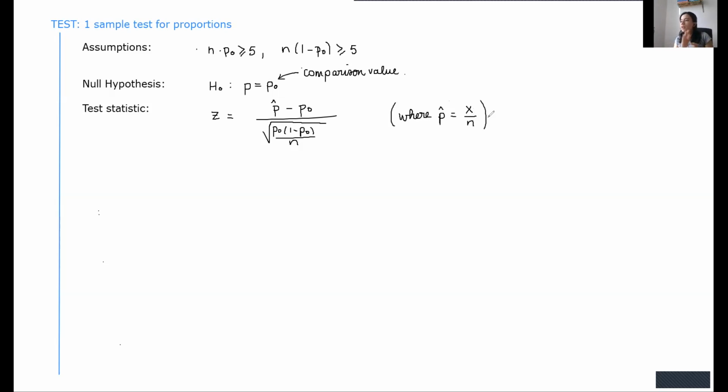Okay, so this is where P hat is equal to X over N. So X being just the number of items that have a certain characteristic. So you can think about, for example, if you're estimating the proportion of people that voted conservative in the last elections, then P hat would be the number of people that voted conservative divided by the sample size, so the number of people that voted. Does this make sense for everybody?